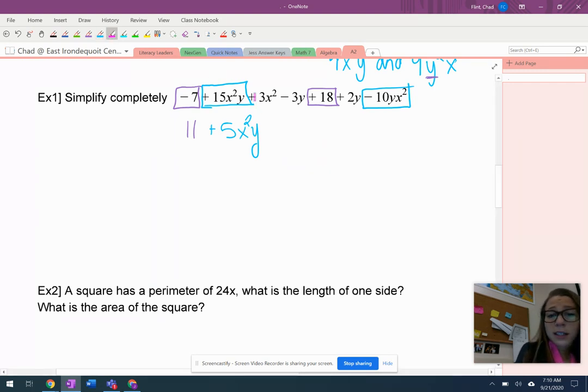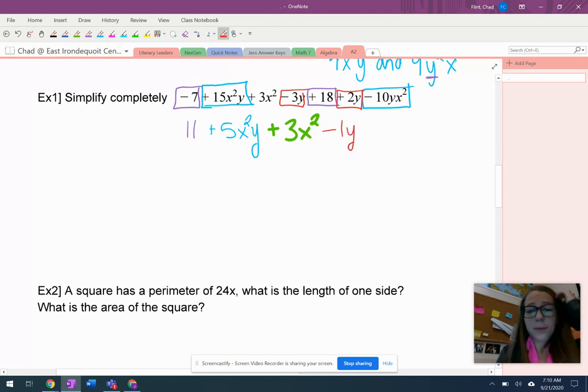Looking at the positive 3x squared, there is nothing that goes along with that. There's no other x squared term, so that just comes down. So plus 3x squared. And then we have the negative 3y and the positive 2y, which leaves us with the negative 1y, or just negative y. So there we go. That's simplified because there's no other like terms that we can combine.